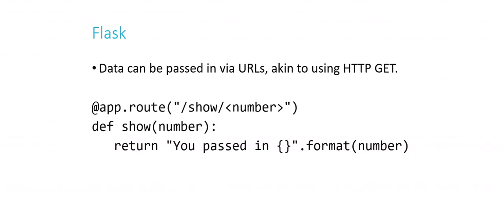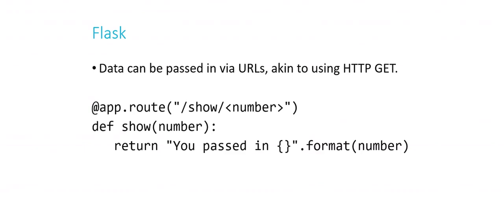It's a function called show, and instead of taking no parameters like index and sample did earlier, I'm accepting a parameter here called number. And I'm returning you passed in, and then I'm apparently going to interpolate or place in or stick in some number. Well, where does that number come from? Well, look at my decorator here.